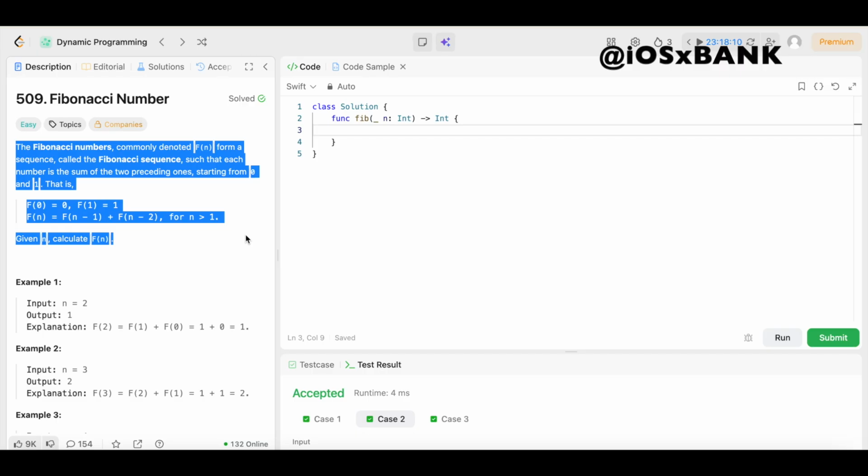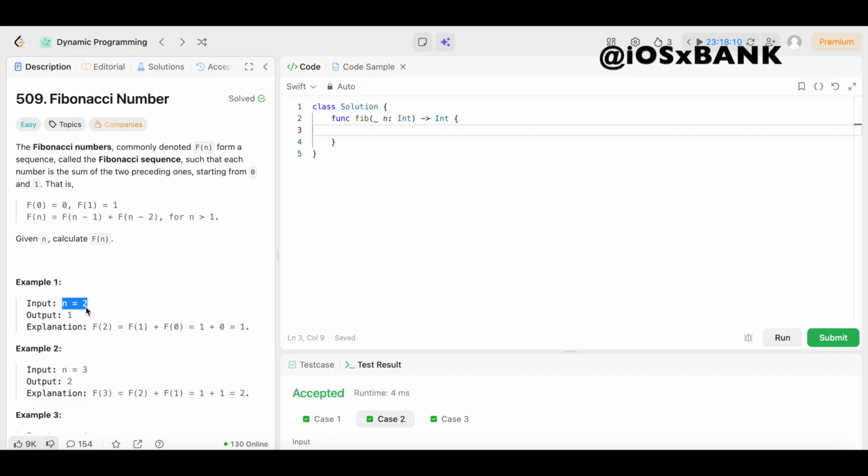All right, y'all, that sounds pretty simple, but let's go ahead and take a look at these examples anyway, just to make sure that we are doing this problem correctly. In example 1, we have n equals 2. Our output is 1. The explanation says f of 2 equals f of 1 plus f of 0, which equals 1 plus 0, which equals 1.